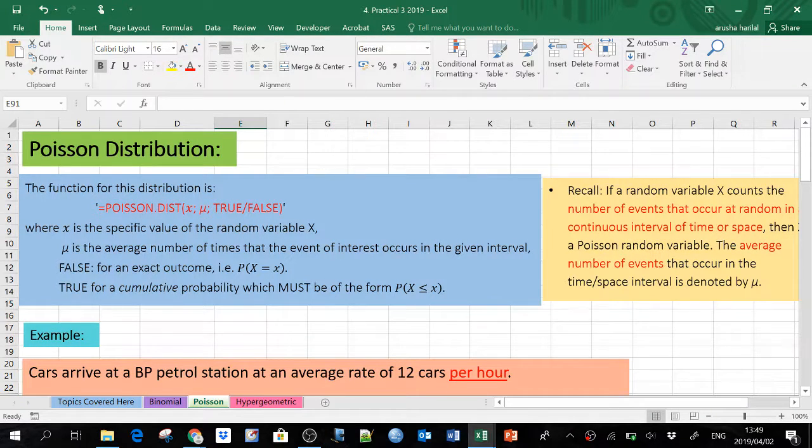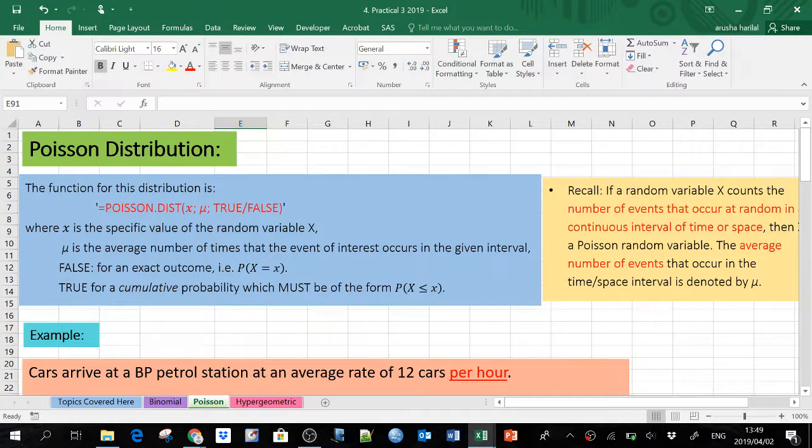The Excel function to calculate Poisson probabilities would be equal to POISSON.DIST. And here again, we start off with x, where x specifies the value of the random variable. There's only one parameter for the Poisson distribution, and that being mu, and true/false works exactly the same way.